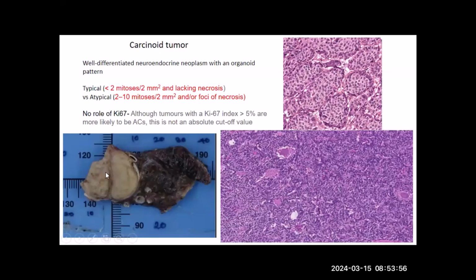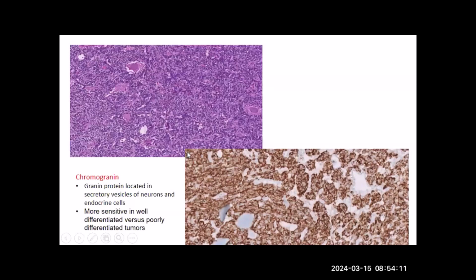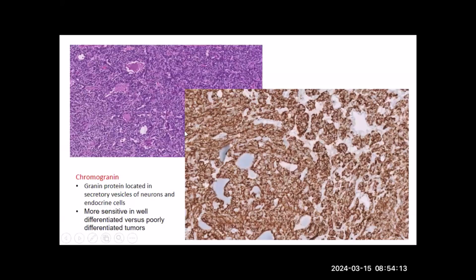So this is one of our cases. These tumors are usually seen intrabronchially. You can see the bronchial wall, the periphery, and this is the tumor. It can also show a spindling pattern. So this is the chromogranin IHC. This is the granin protein located in the secretory vesicles of the neurons, so the staining is cytoplasmic. This is a more specific marker, and chromogranin positivity is more seen in well differentiated than poorly differentiated tumors.